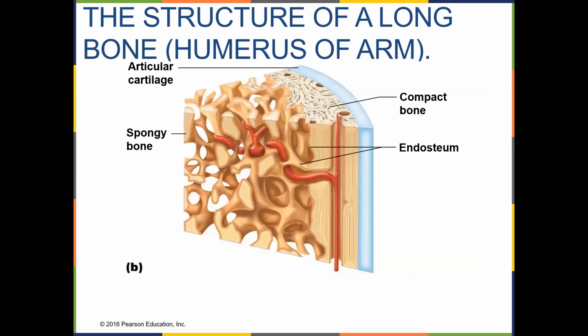Long bones typically have a lot of spongy bone underneath compact bone at their ends in the epiphyses. So that's where you're going to see the greatest amount of stress.